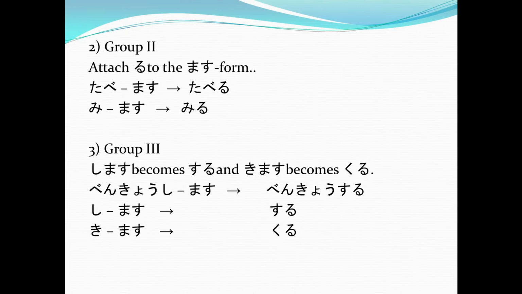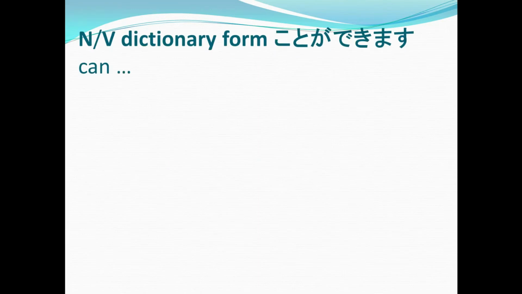Now what are the other verbs under group 3? Sentaku shimasu, to do laundry. Sentaku suru. Soji shimasu, to clean a house or to clean, will become soji suru. And then if you want to play tennis, tenisu shimasu, it will become tenisu suru. And so on. Wakarimashita? Now let's move on into using the verb dictionary form in sentences.